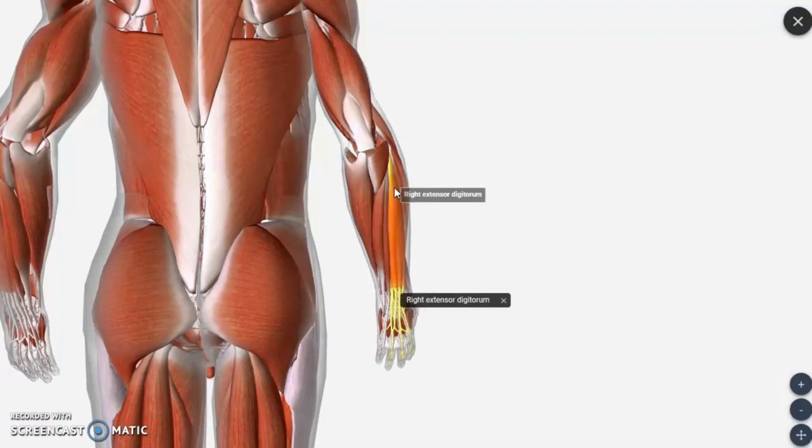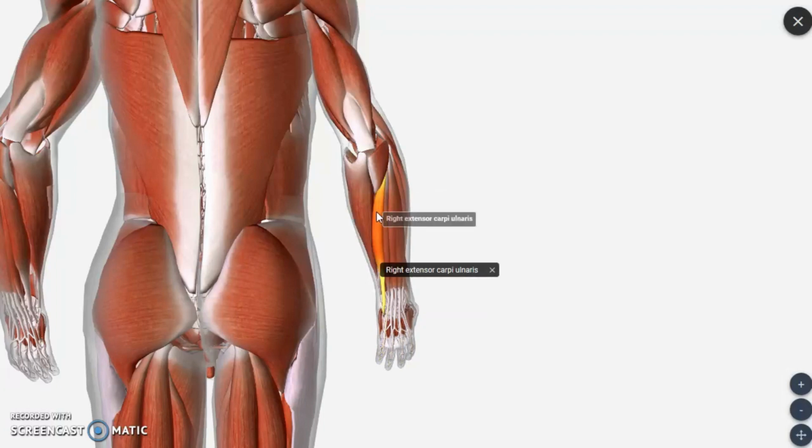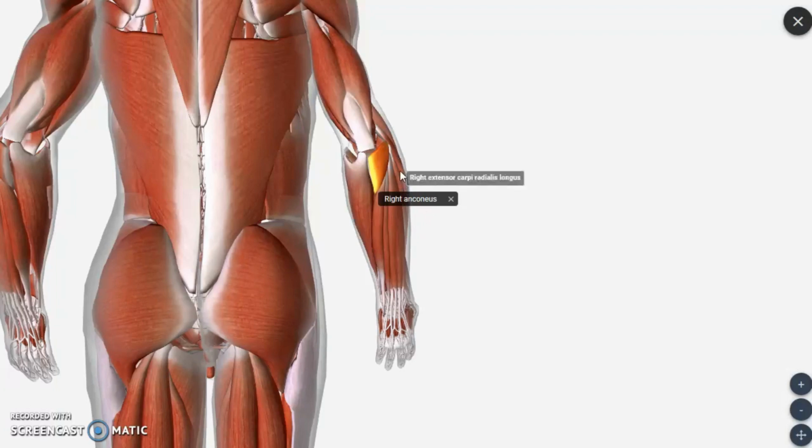and then we have extensor digitorum, then extensor digiti minimi along with extensor carpi ulnaris and anconeus. So altogether we have around 8 muscles, from brachioradialis till anconeus. We have altogether 8 muscles in our extensor compartment superficially. And now we will go on to the deeper layer muscles.